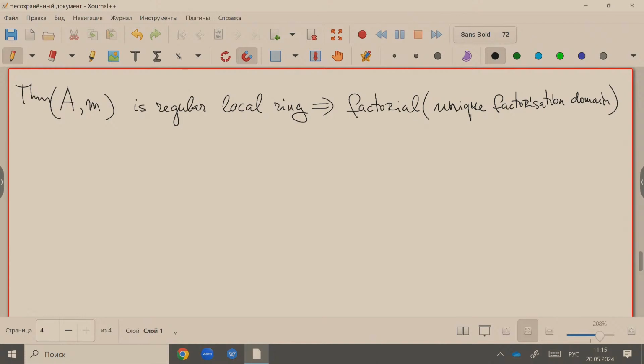So maybe it is a good time to make a break. After that we shall discuss that the ring has no zero divisors. So let us have a 10 minute break.